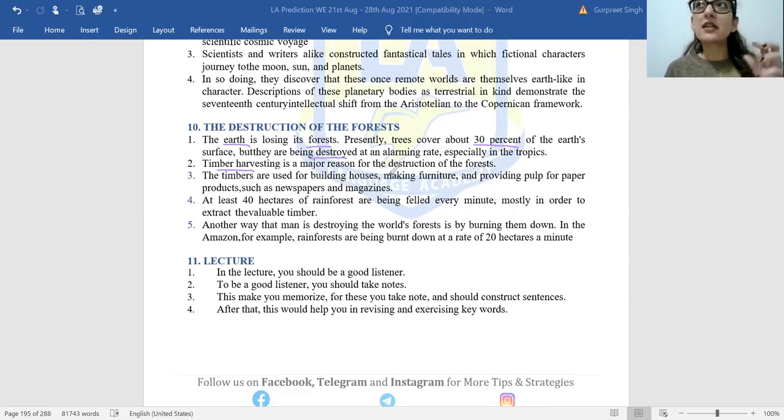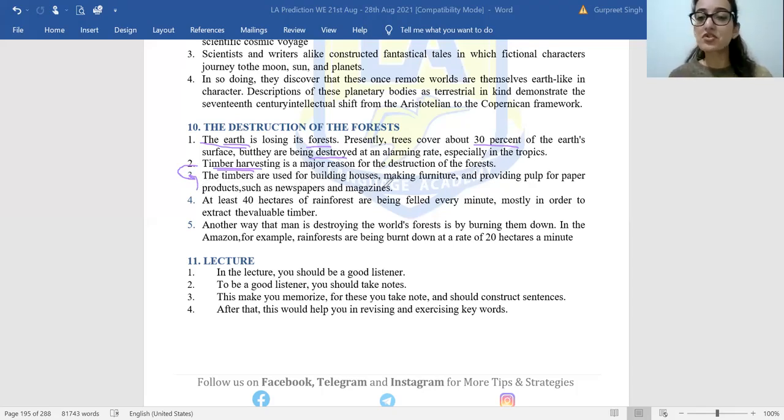See, saying timber harvesting is a reason for destruction of forests and saying earth is losing its forest, definitely this sentence is much, much broader because it's talking about the whole planet, rather than just saying that timber harvesting is a reason for destruction of forests. So obviously the planet as a whole comes first, and then comes one narrow reason. The timbers are used. So once we give the term timber harvesting is the reason, then we are explaining why we are saying that, because timbers are used for building houses, making furniture, providing pulp for paper products such as newspapers and magazines.